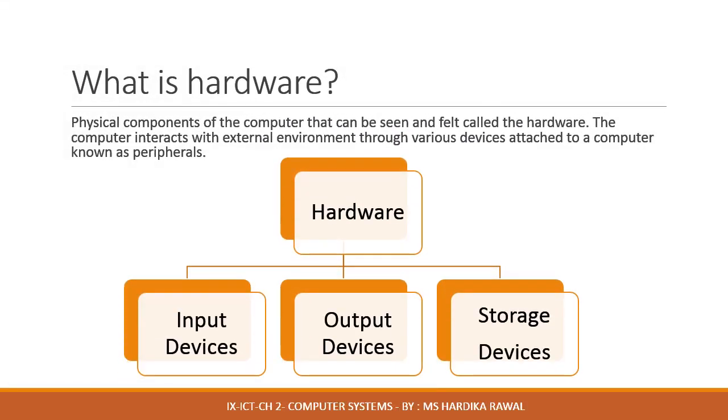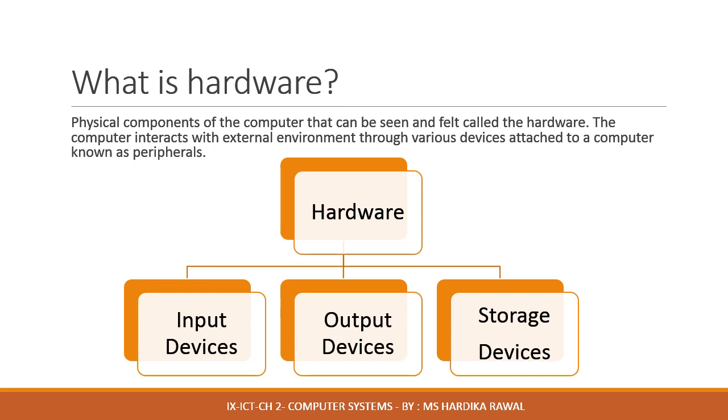First of all, let's understand what is the term hardware. The physical components of the computer that can be touched, seen and felt are called the hardware. A computer has to communicate with the external environment also. This is done through various devices attached to a computer.